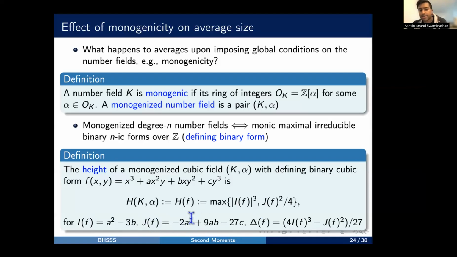And the reason that we use this height is that it is invariant under translation of the monogenizer by an integer. In other words, if you have a monogenizer alpha, you could just add some integer n to it, and that would also be a perfectly good monogenizer. And you want a height that is invariant under that action. And this height is invariant. That's the notion of monogenized number field.